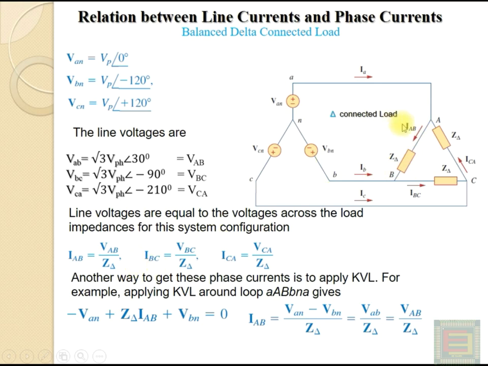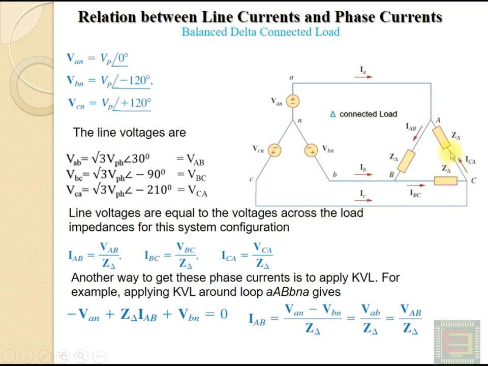And you can see that if you have a potential difference between these 2 points, AB, given by VAB, the current flowing through the impedance connected between those 2 points will be equal to VAB divided by the impedance in the branch. So here you can see that IAB will be equal to VAB by Z delta. Similarly, IBC will be equal to VBC by Z delta, because here the voltage between these 2 points is VBC. That divided by Z delta will give you IBC.